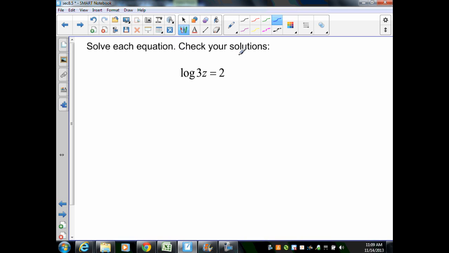In my next example, I want to solve each equation. I also want to make sure I check my solutions. Here I'm given the common log of 3z equals 2. I want to write this as an exponential equation. I know the common log has a base of 10. Therefore, I have 3z equals 10 to the second. Now I can simplify this, and I'm going to have 3z equals 100. Divide both sides by 3, and I get z equal to 33 1/3.